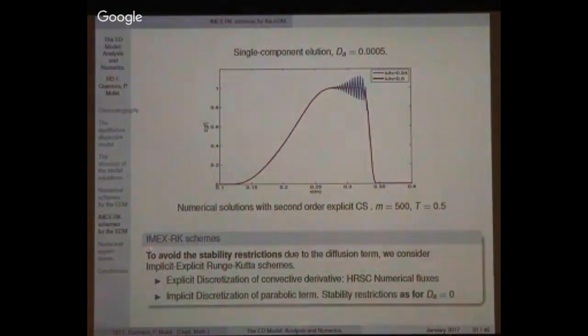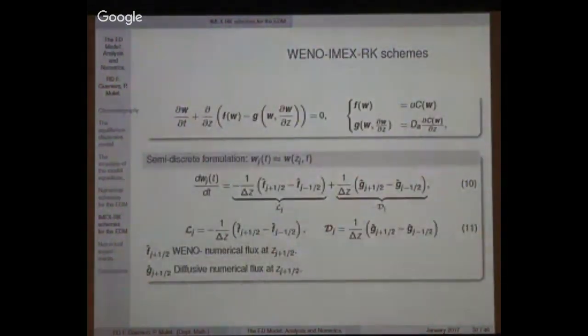If you turn to implicit-explicit Runge-Kutta schemes, why are these guys good? Because they only do an implicit discretization of the parabolic term, which is linear in this case, okay? And they do an explicit discretization of the convective derivative, where you have invested a lot of work because these guys are tough, okay? The numerical fluxes, okay? So, is this going to cost me a lot? Because if I save on the time step, but then I have to pay a lot of price because this is very hard to do, maybe I shouldn't do it, okay?